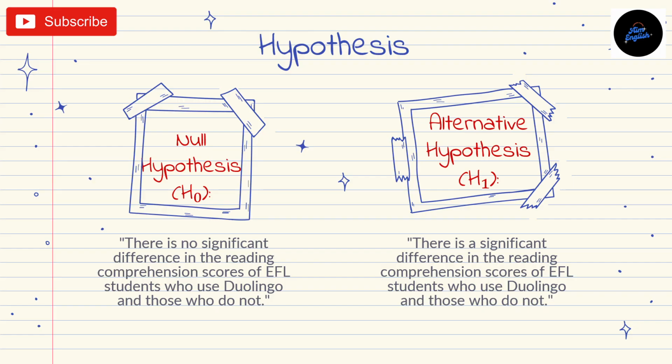Before we go further, we have to develop our hypothesis. Based on the title, we understand that we have two hypotheses: the null hypothesis and the alternative hypothesis. For the null hypothesis, we can formulate that there is no significant difference in reading comprehension score of EFL students who use Duolingo and those who do not. For the alternative hypothesis, we can make a statement like there is a significant difference in reading comprehension score of EFL students who use Duolingo and those who do not.